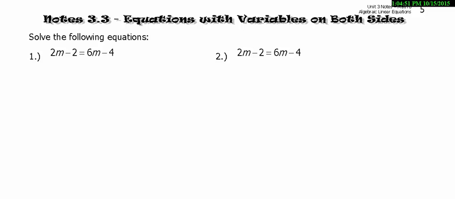So let's get started. The directions say to solve the following equations, and so number one, what we have is 2m minus 2 equals 6m minus 4. So what I'm going to do is reference our flow chart that we've been using in class that is in the notes packet. We're going to follow the same procedure that we've been following in class, and so right here's our flow chart.